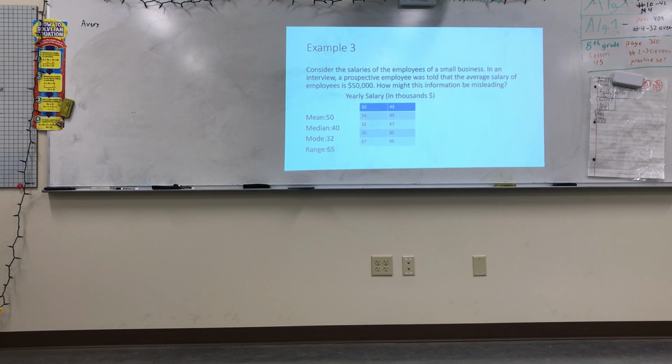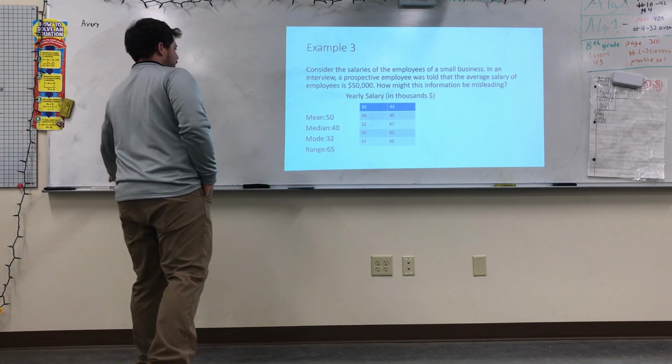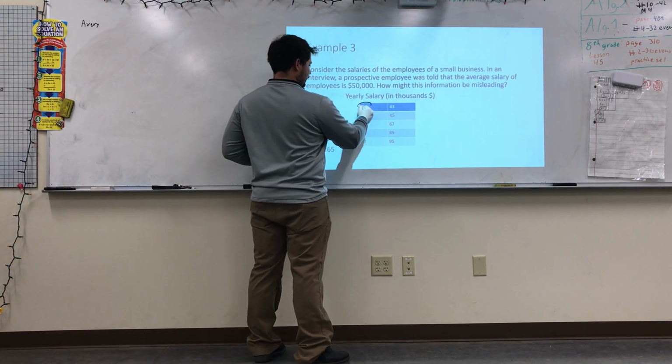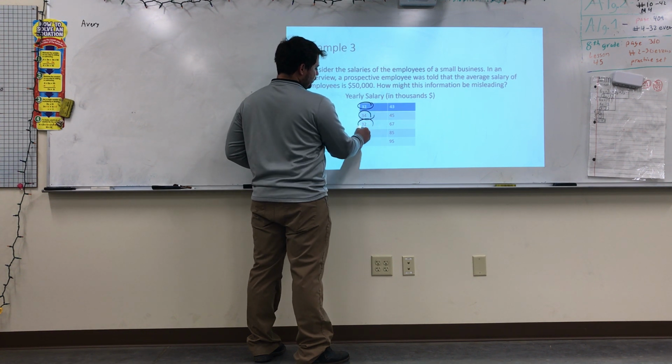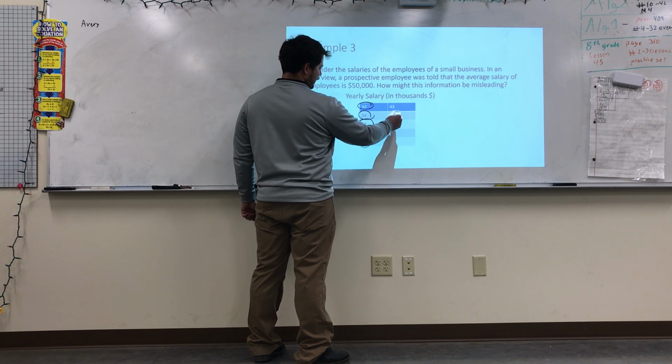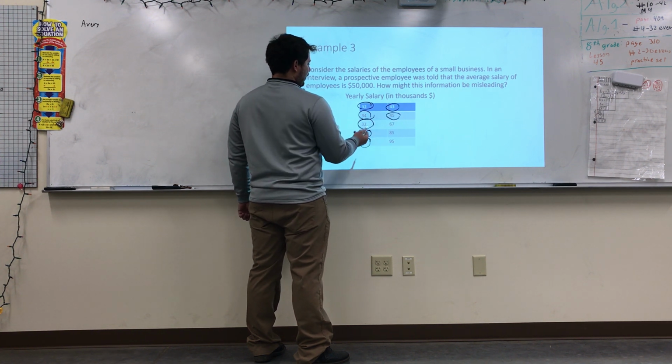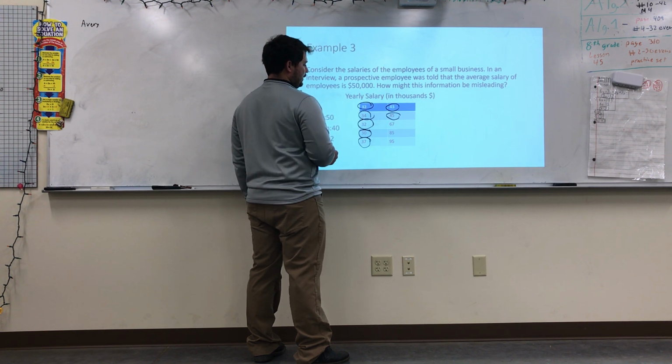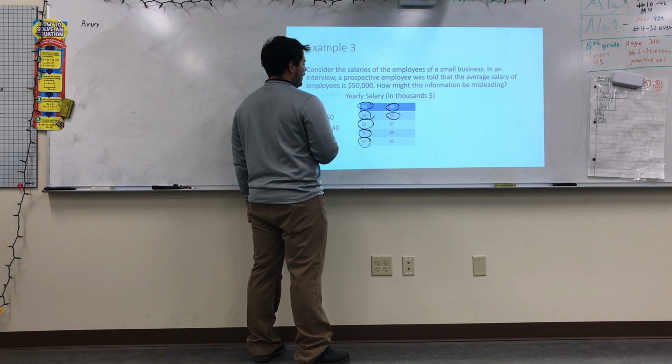Alright, consider the values of employees of a small business in an interview. A prospective employee was told the average salary of employees is $50,000. How much might this information be misleading? Well, if you look at the data here, this person's making $32,000. This one makes $34,000. This one makes $32,000. This one makes $30,000, $37,000, $43,000, $45,000. And all those I circled, I still haven't hit $50,000. There's 10 salaries here, and I still have not hit one, and I've already gone through 7.